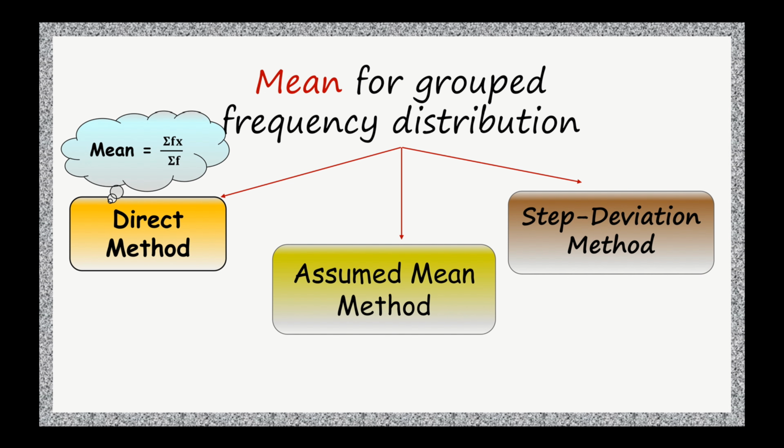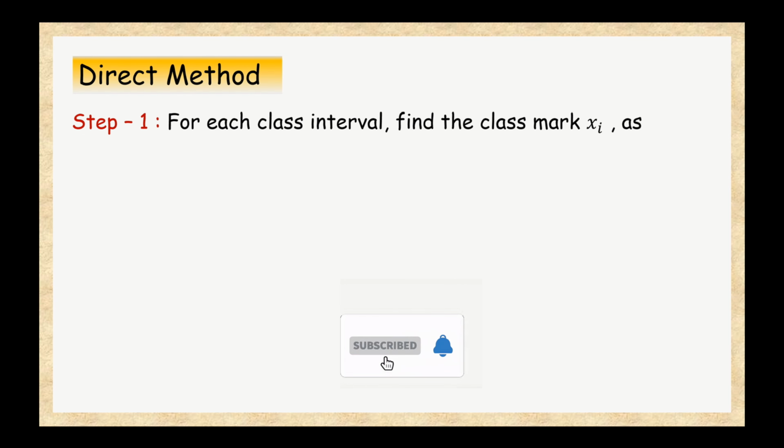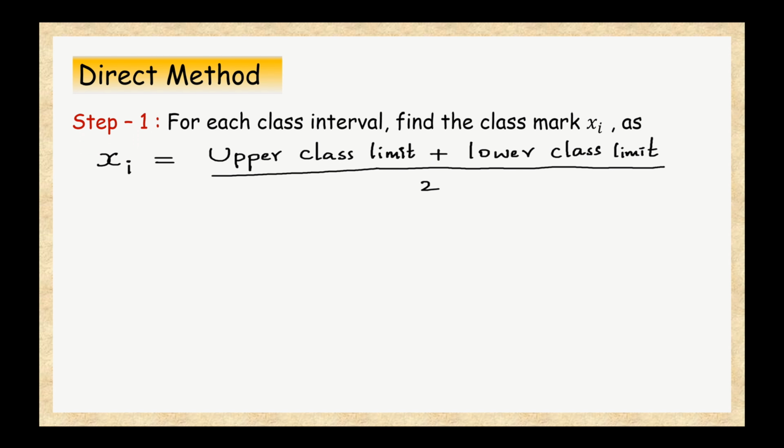Now, let us look at the steps to calculate the mean for grouped data. Step 1. Find the class marks. It is also known as midpoints. To calculate the midpoints, you can use the formula: class mark is equal to (upper class limit plus lower class limit) by 2. You can label this column as xi. In step 2, multiply the frequency column f by the class marks, that is xi. You will get a new column, that is fi into xi.